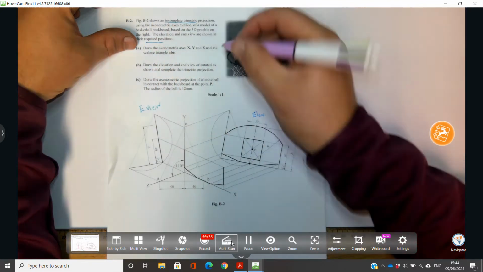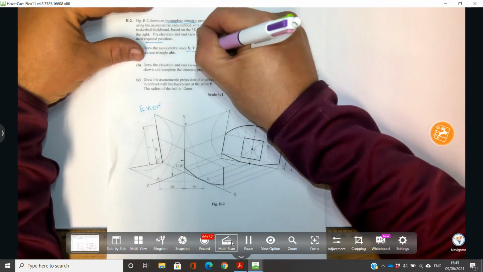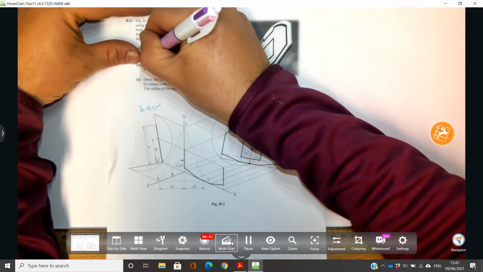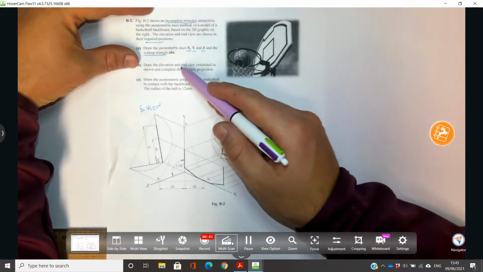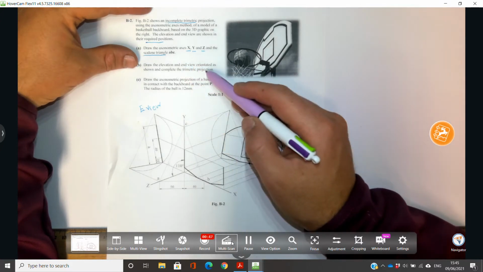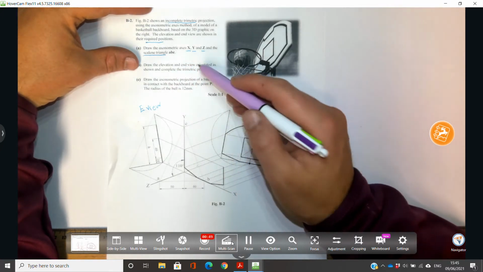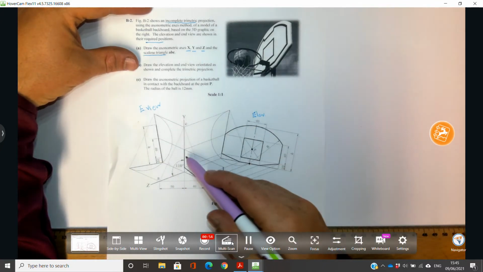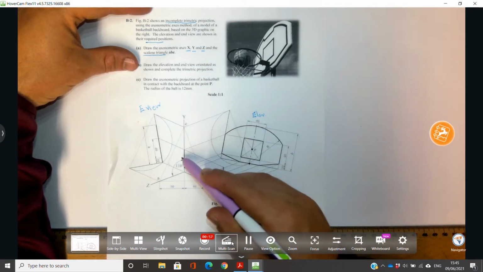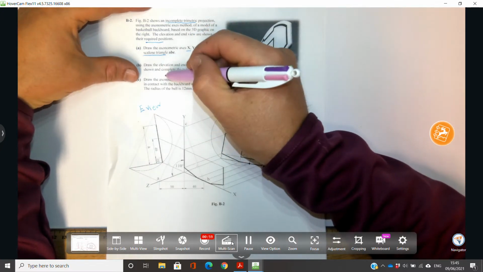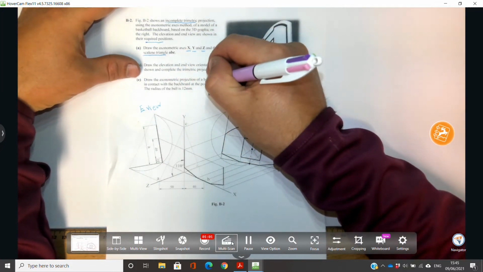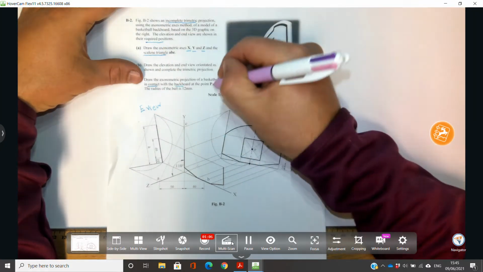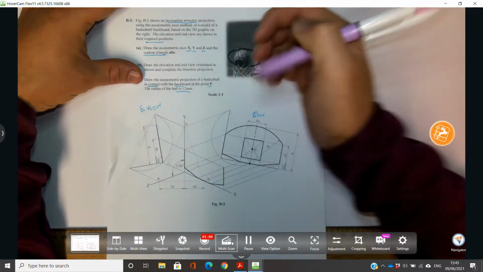Now, part A: draw the axonometric axes X, Y and Z, and the scaling triangle ABC. Part B: draw the elevation and end view, orientated as shown, and complete the trimetric projection. They're in their required positions, and they give you a hint on how to start the basketball board. In part C, draw the axonometric projection of a basketball in contact with the backboard at point P, and the radius of the ball is 12.